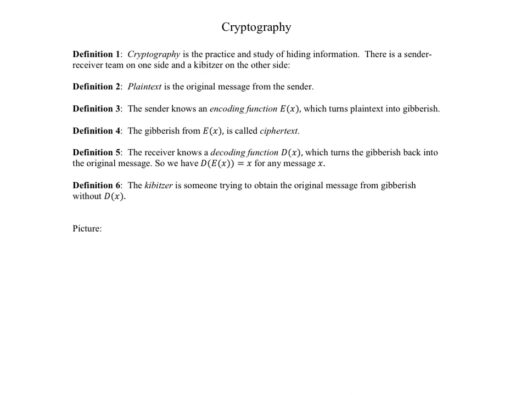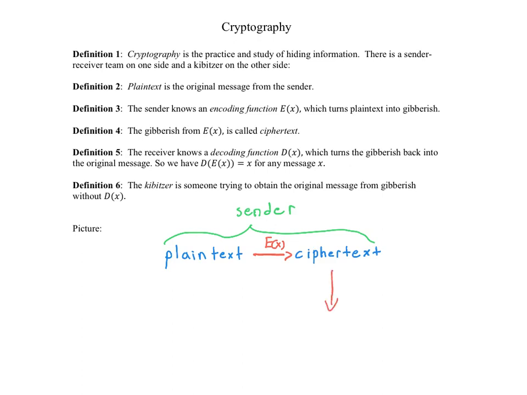So let's draw a picture of all of this information. Let's start out with the sender. The sender would be looking at plain text and say, I'd like to send this away. So they would exchange that plain text for ciphertext by plugging it into an encoding function. And once that's done, the sender would send it off to the receiver.